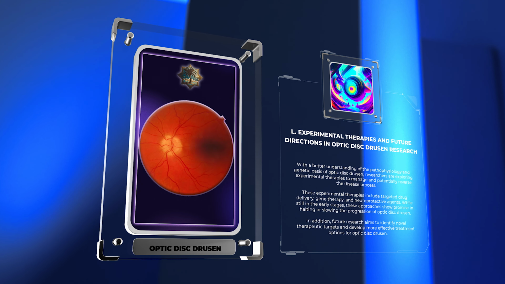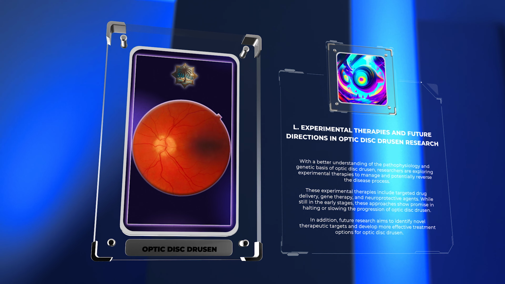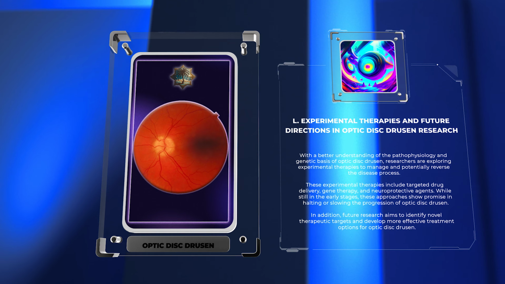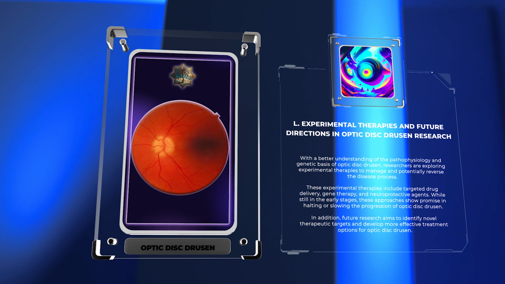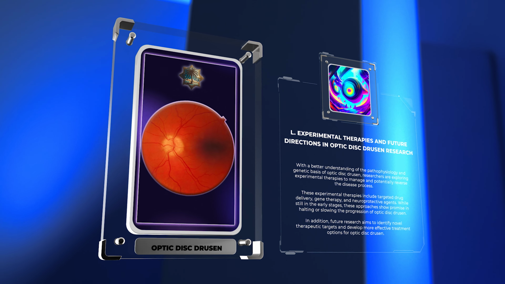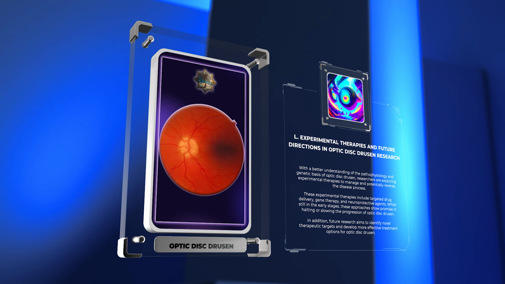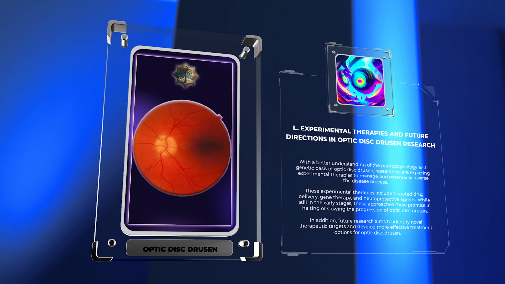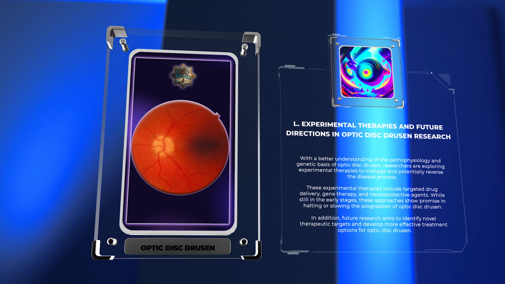With a better understanding of the pathophysiology and genetic basis of optic disc drusen, researchers are exploring experimental therapies to manage and potentially reverse the disease process. These experimental therapies include targeted drug delivery, gene therapy, and neuroprotective agents. While still in the early stages, these approaches show promise in halting or slowing the progression of optic disc drusen. In addition, future research aims to identify novel therapeutic targets and develop more effective treatment options for optic disc drusen.